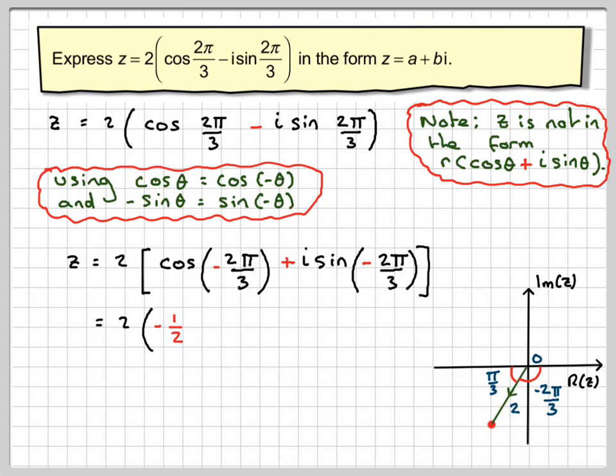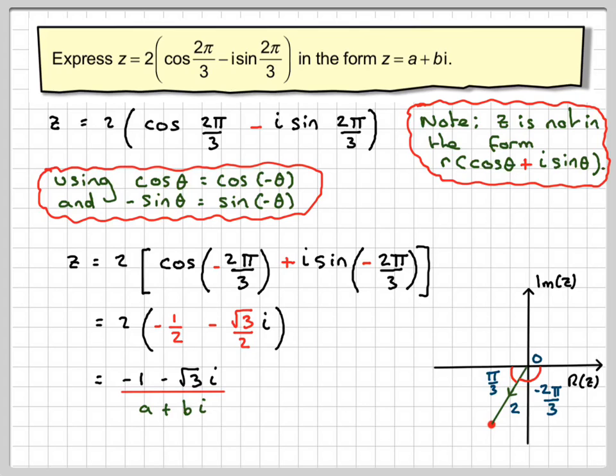Then it's going to be 2 times the cos of π/3, which is 1/2, but we're remembering that we are in the third quadrant, so cos is negative, plus minus sin of 2π/3, which is the same as minus sin π/3, which is going to be −√3/2. Then we can take that 2 in, so it's going to give us −1 + √3 i, and it's now in the correct format.